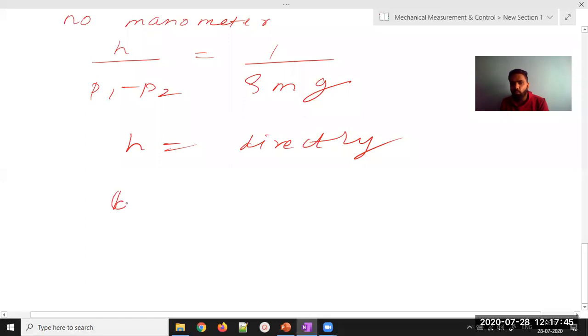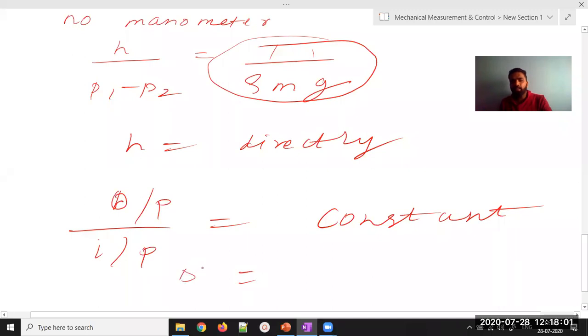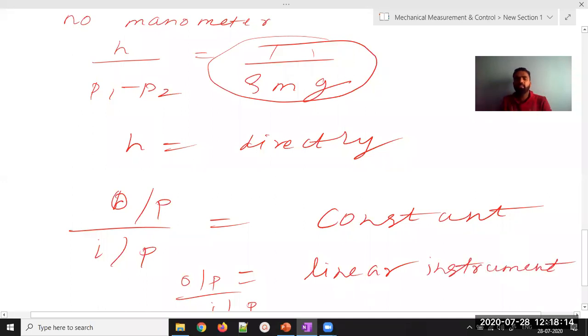So what does it mean? That output upon input is a constant. Since output upon input is a constant, I have already explained in sensitivity: when output upon input is constant, what do we call it? We call the instrument a linear instrument. I hope everyone is getting it.